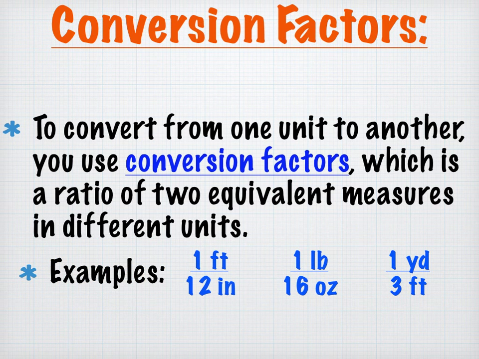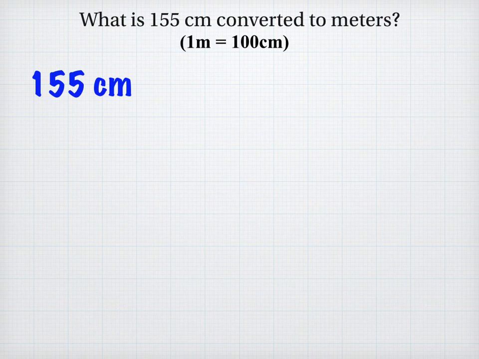We also need to talk about converting units, so conversion factors. To convert from one unit to another, we use conversion factors, which is a ratio of two equivalent measures in different units. So some common ones would be feet and inches. 1 foot is 12 inches. Pounds and ounces, 1 pound is 16 ounces. And then yards and feet, 1 yard is 3 feet.